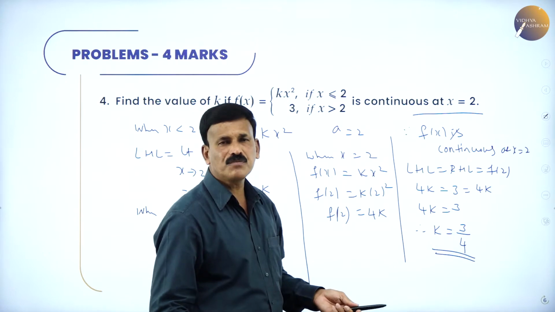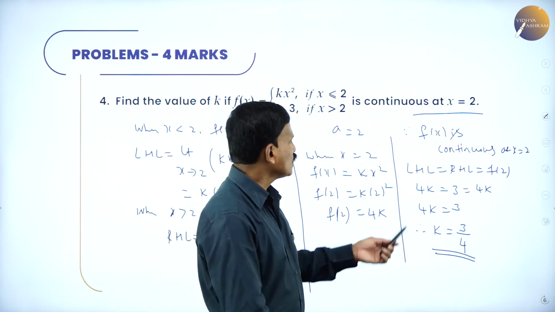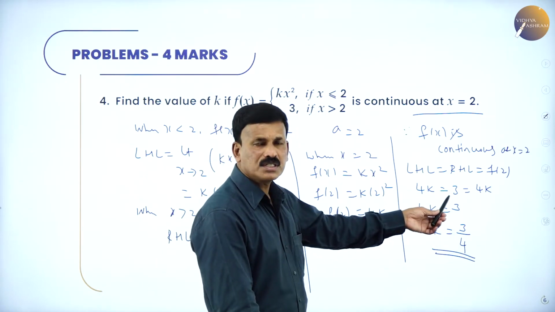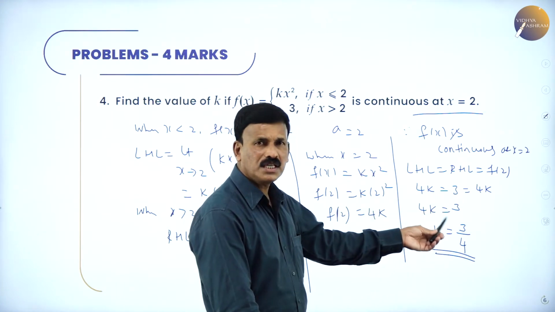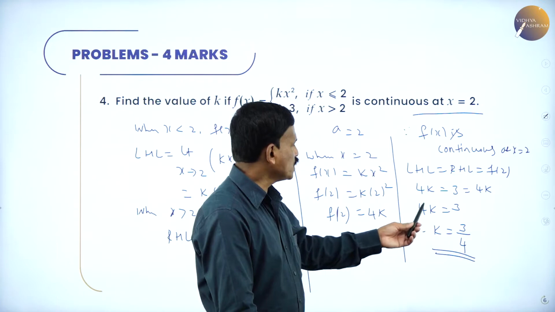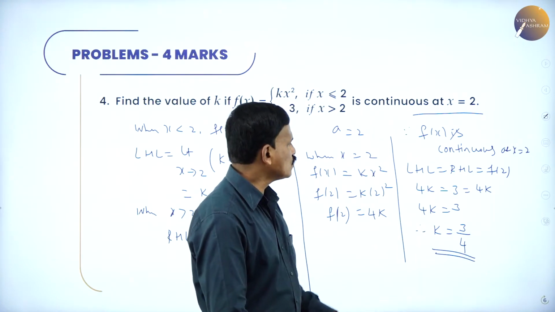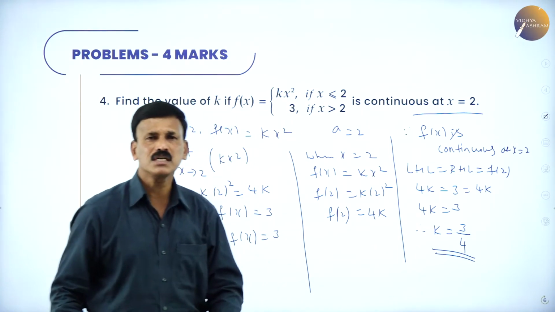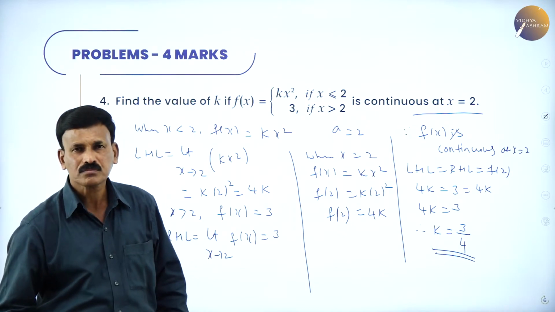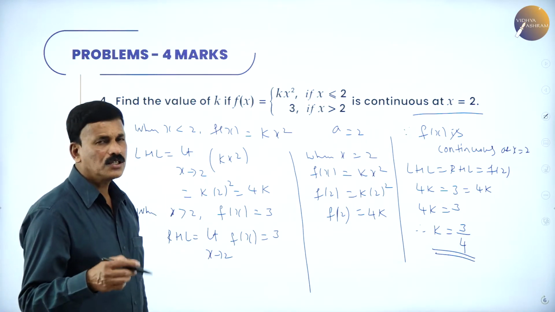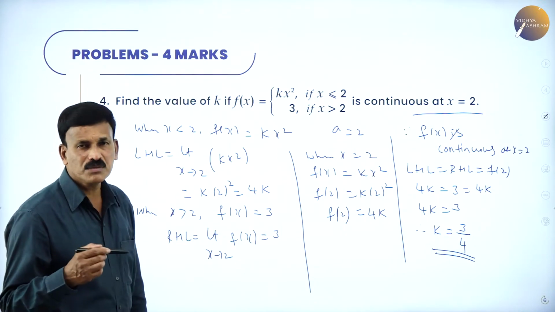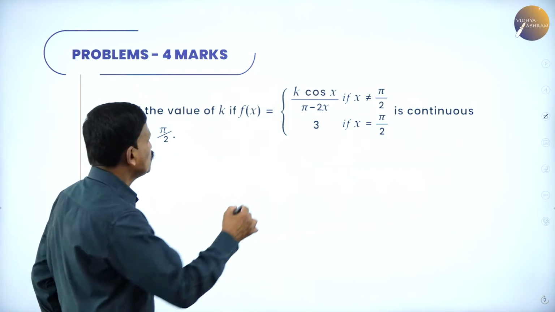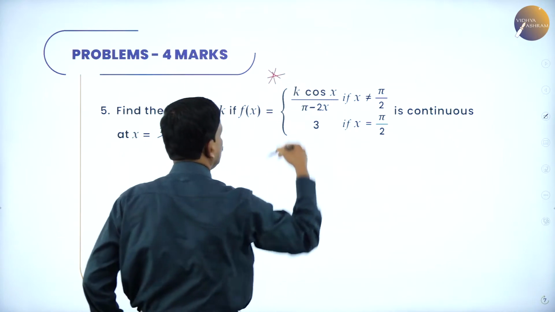Since it is given f of x is continuous, therefore LHL is equal to RHL is equal to functional value, 4k is equal to 3 is equal to 4k. Equate first and second, 4k is equal to 3, then k is equal to 3 by 4, which is the required answer. Okay, hope you are following. Now practice these problems, they are very important. So usually you will get this type of problems only for 4 marks. Come to this problem. This is a very important problem for 4 marks.